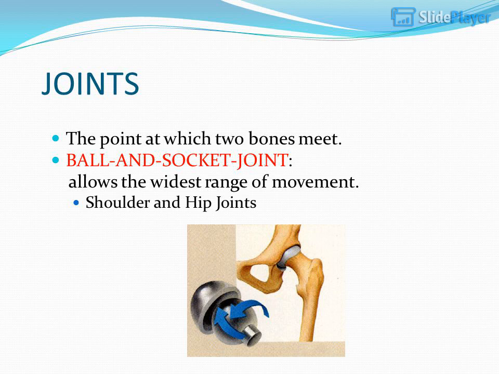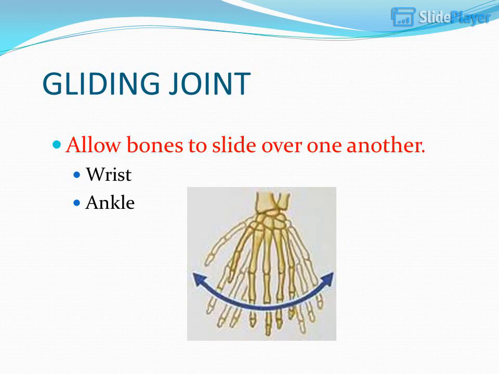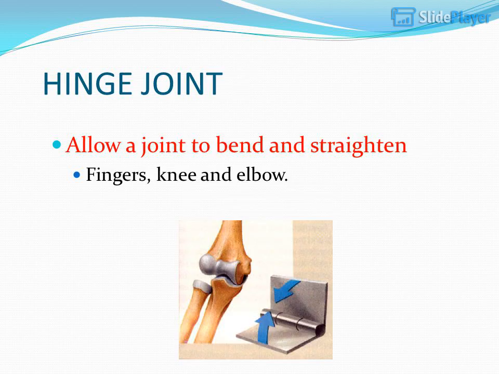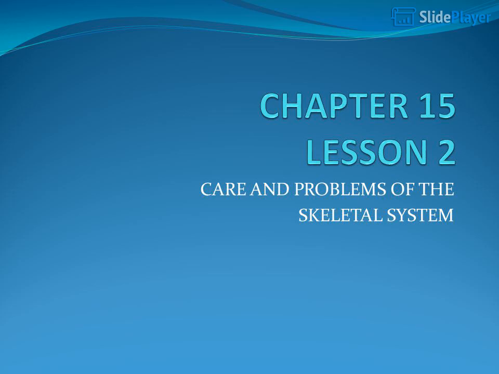Shoulder and hip joints. Gliding joint. Allow bones to slide over one another. Wrist. Ankle. Hinge joint allow a joint to bend and straighten. Fingers, knee and elbow.